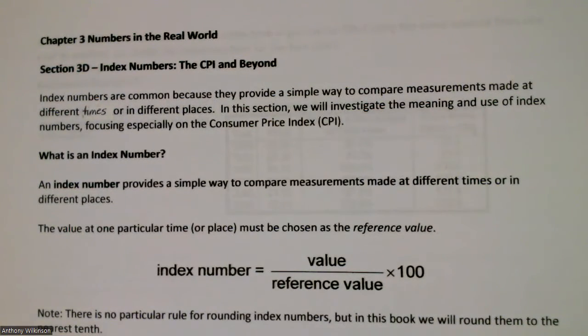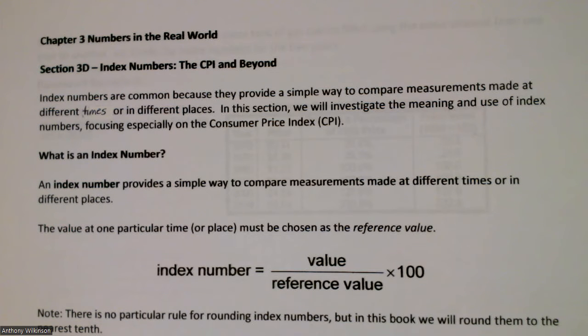All right, in this video, we're going to talk about section 3D, which is index numbers. Mainly, we'll talk about the CPI, or the Consumer Price Index, and beyond. Index numbers are common because they provide a simple way to compare measurements at different times or in different places. So here in this section, we're going to investigate the meaning and use of index numbers, focusing especially on the Consumer Price Index, or CPI for short.